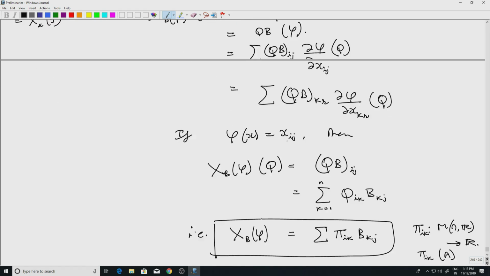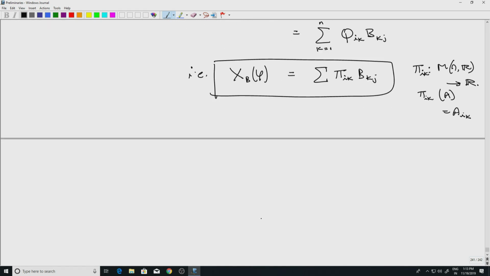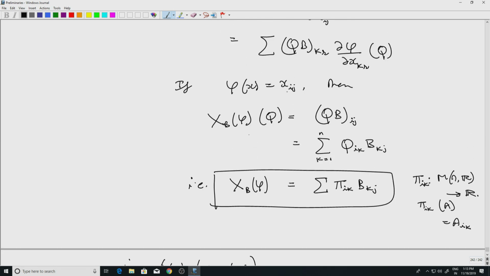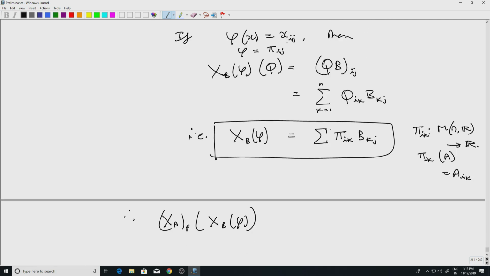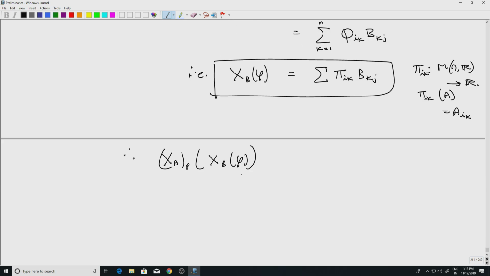And let's see what we get. So with this in hand, X_a at p acting on X_b phi. Of course, all this was done, the simplification was done, with the specific function phi equal to x. So the function phi is pi_ij. For this thing, the computation turned out to be this. And let's continue with the same function phi.